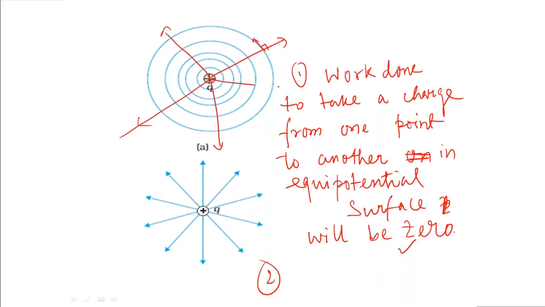So the electric field will be perpendicular to the equipotential surface.